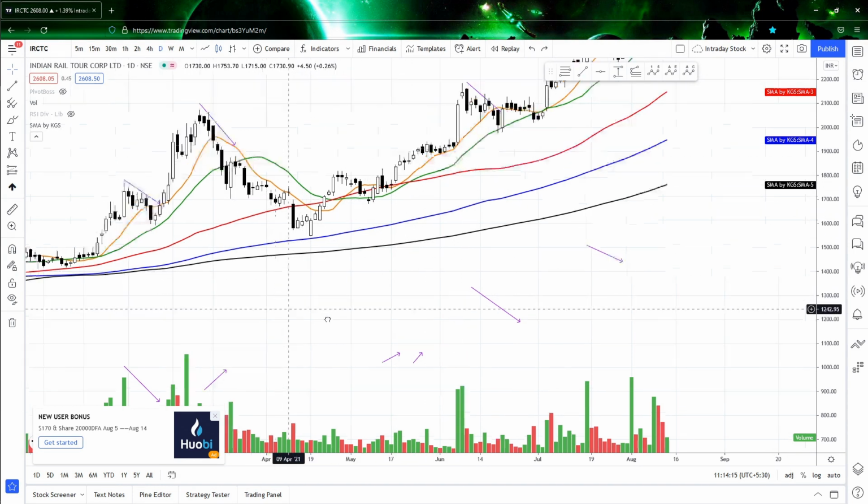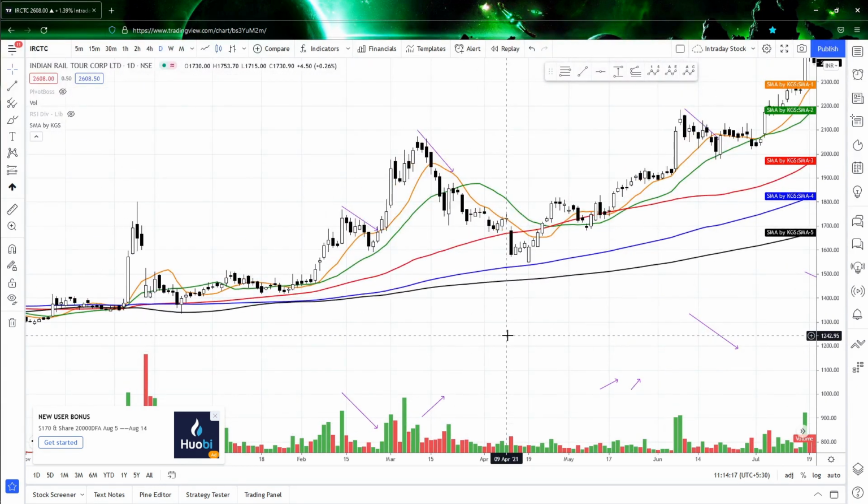Clear. And when to take a trade, or when to go for a buy side or a sell side? As I said, if 130 is above 200, 65 is above 130, 21 is above 65, 10 is above 21, and the price is above all the moving averages, then that is a bullish view.